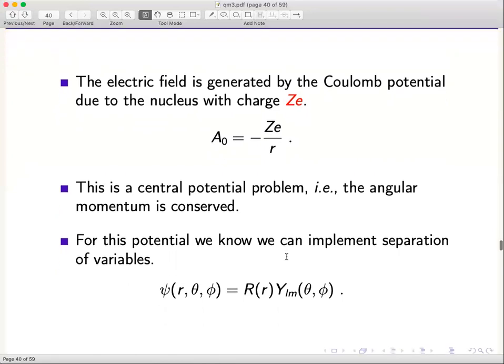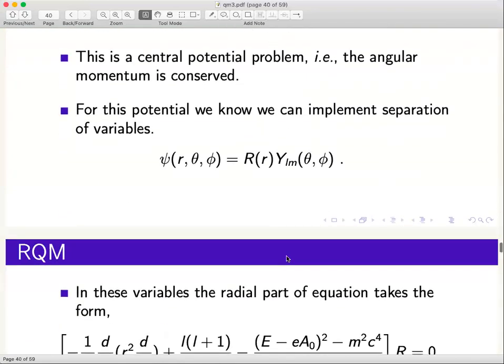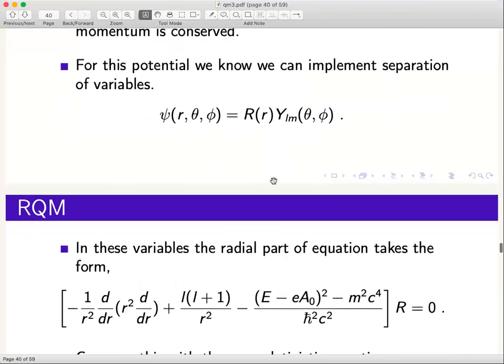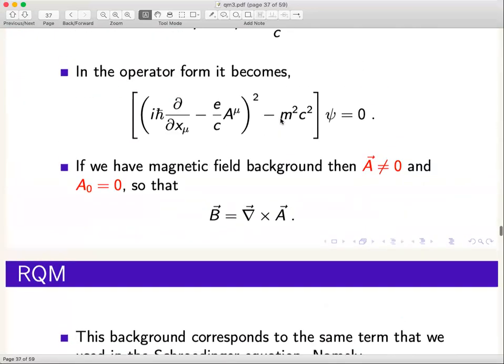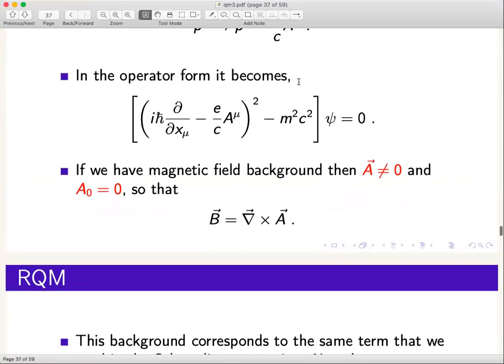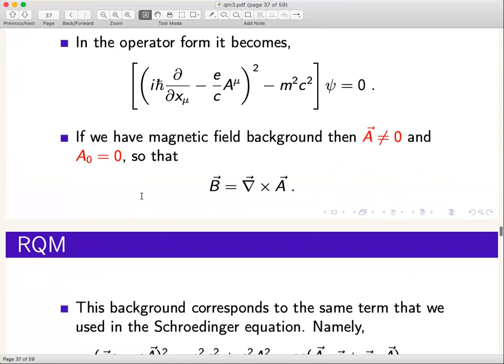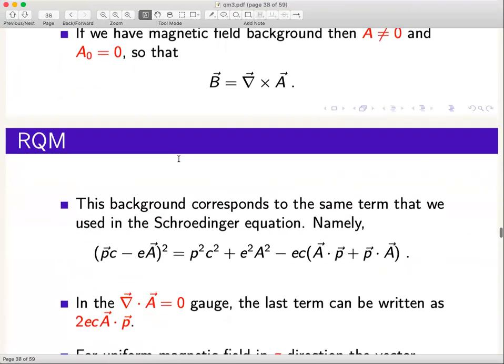Okay, so let's go ahead and substitute this wave function into the original problem. The original problem was written out here, this one. In this problem, of course, as I said, we are going to ignore the vector potential piece to start with, and we are just going to look at the Coulomb potential part.